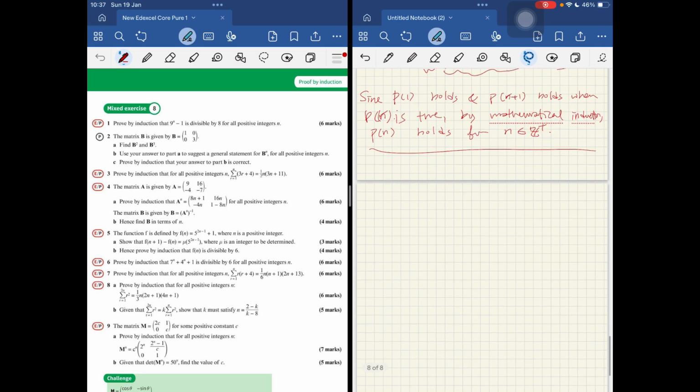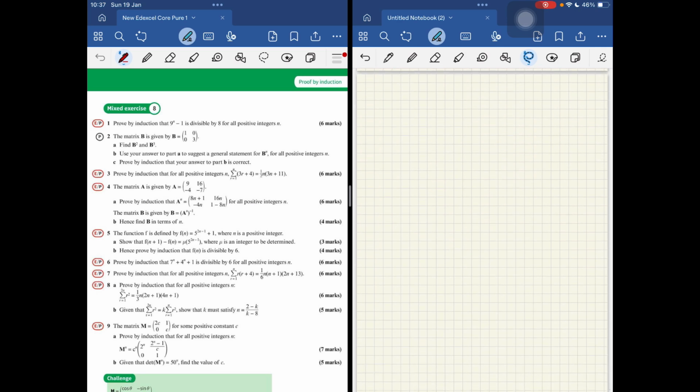I have another one. The proposition is, and also here, we don't call it proposition equals like this. A proposition is a statement, so it's just this whole statement: the sum from r equals 1 to n of r(r plus 4) equals 1 over 6 n(n plus 1)(2n plus 13), when n is a positive integer.